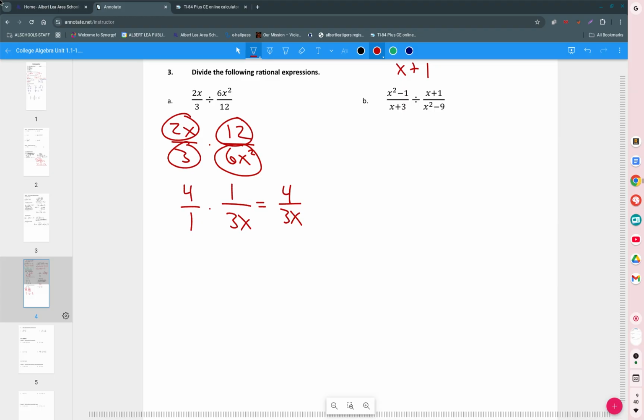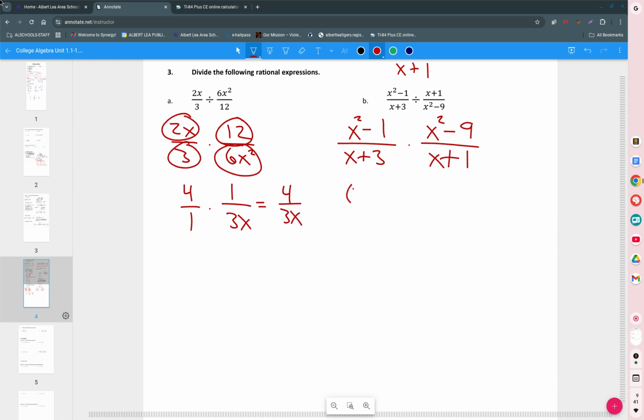In my next expression here, again, we see the division sign. So I'm going to rewrite it as x squared minus 1 over x plus 3 multiplied by x squared minus 9 over x plus 1. So I flipped it using the property of multiplication.